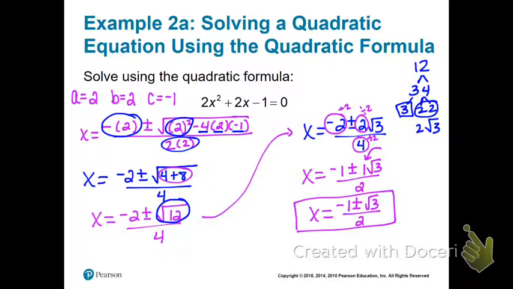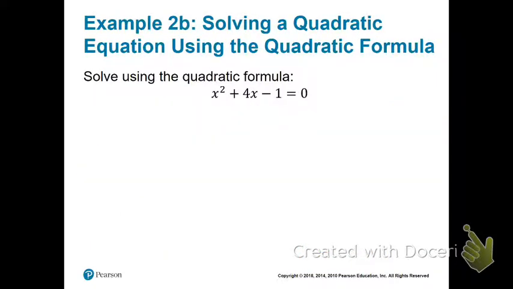Now don't forget though, they could write it separate, right? They could split this up. Sometimes we've seen that in our work. So we get negative 1 over 2 plus or minus the square root of 3 over 2. But wait, that's the answer I told you to look for when we did this in example 1b, isn't it? So you can see that we worked it 2 different ways, but we got the same answer. Because it's the same problem, you'll get the same answer.